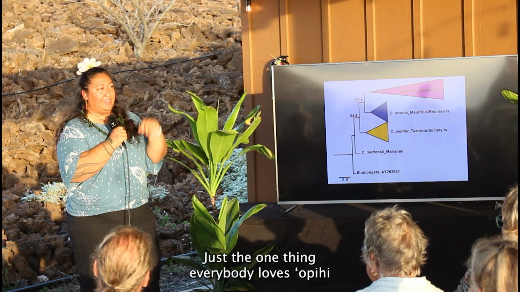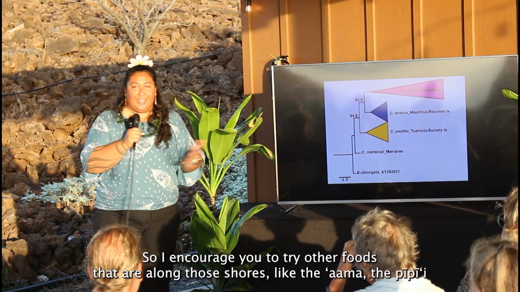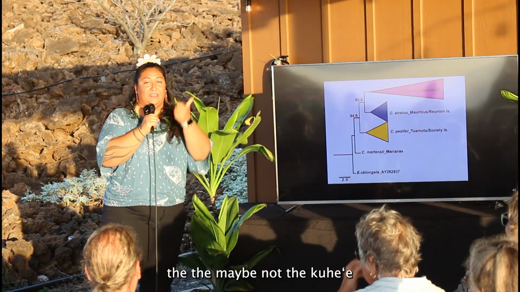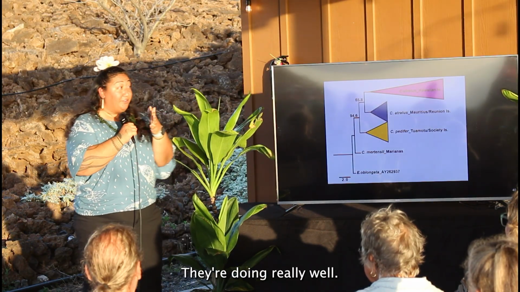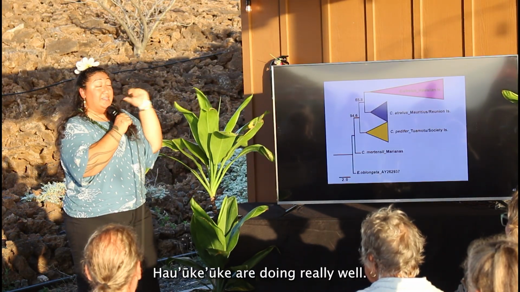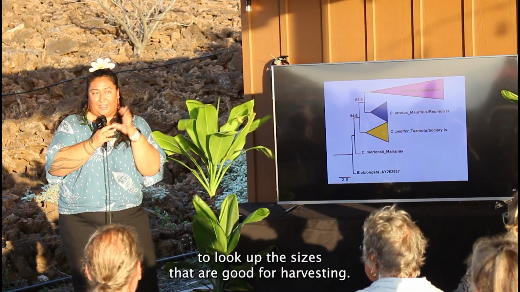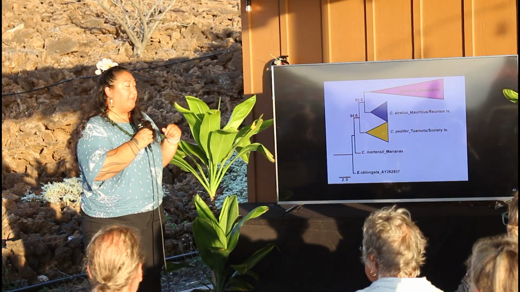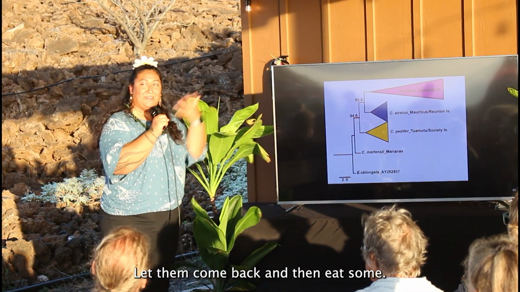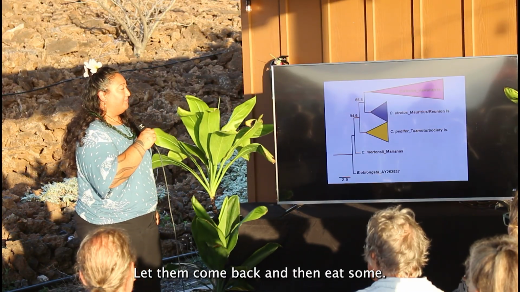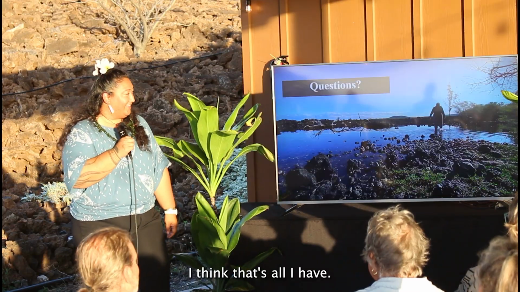Everybody loves ōpihi, but we know ōpihi are struggling. So I encourage you to try other foods along those shores, like the a'ama, the pipipi, maybe not the kupe'e, the hau'ukeuke. Pipipi are doing really well. Hau'ukeuke are doing really well. I encourage you to look up the sizes that are good for harvesting, and go ahead and try some. Maybe step away from ōpihi for a little while, let them come back, and then eat some hau'ukeuke. I think that's all I have.